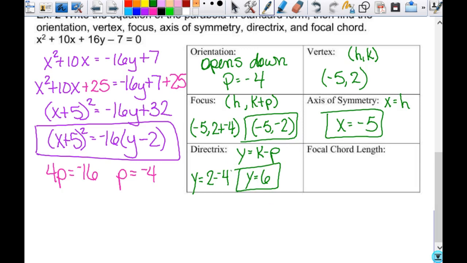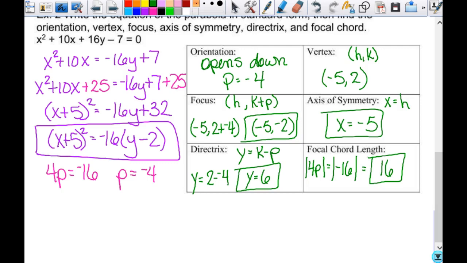Everybody okay with that? Your focal chord length, that is the absolute value of 4p. Well, that means that's the absolute value of negative 16. What does that give you? 16. Can you find all of that stuff? Is any of that new from what you've done before? This is all one big fat review.